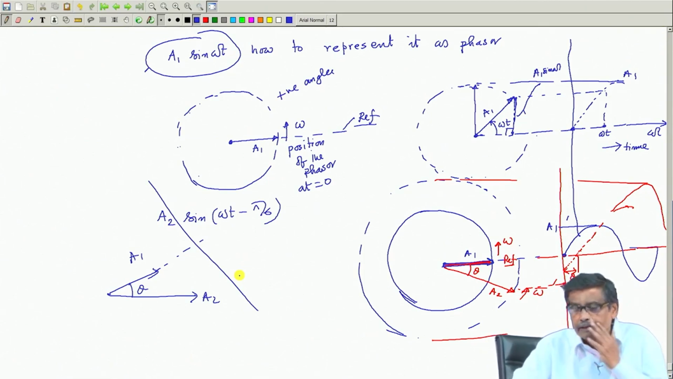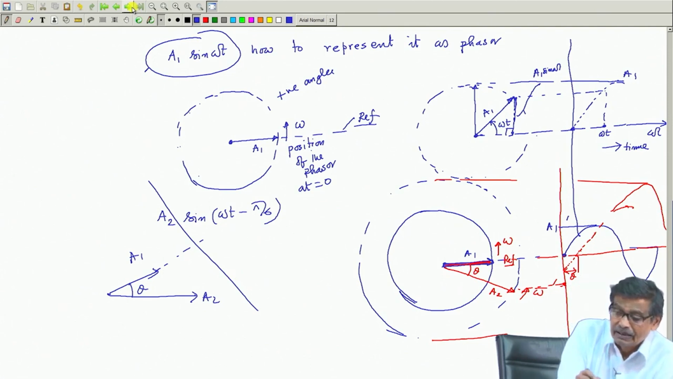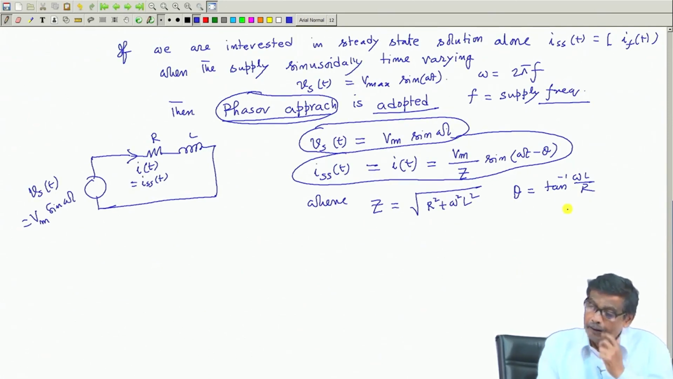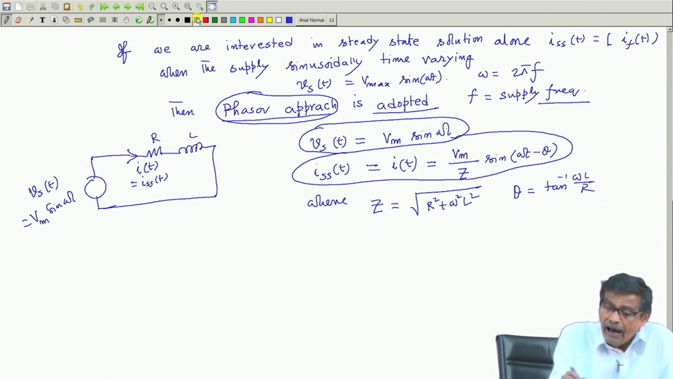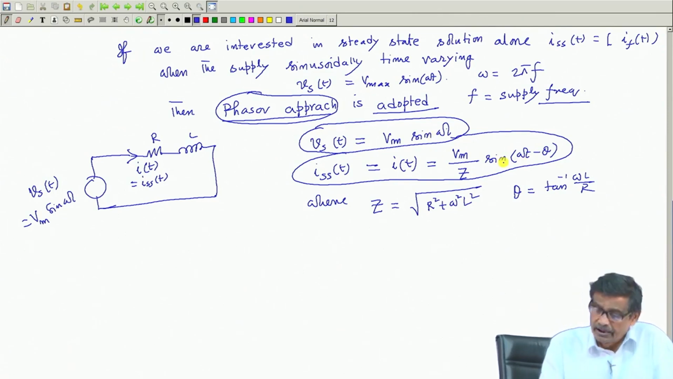That is the whole idea. Now, without telling much right now, let us see the voltage and current waveform of an RL circuit. You have applied sin omega t, and you have got the response of the current like this. These are sinusoidal quantities of the same frequency omega.